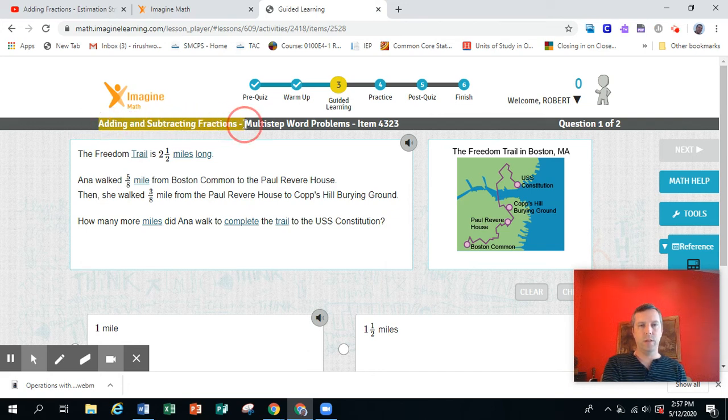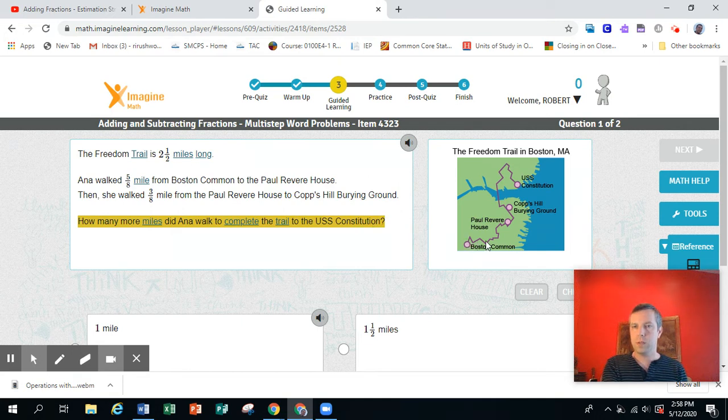Adding and subtracting fractions, multi-step word problems, item 4323. The Freedom Trail is 2.5 miles long. Anna walked 5/8 of a mile from Boston Common to the Paul Revere House. Then she walked 3/8 of a mile from the Paul Revere House to Copp's Hill Burying Ground. How many more miles did Anna walk to complete the trail to the USS Constitution?